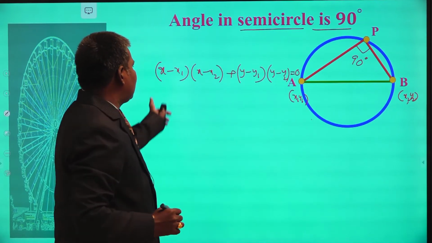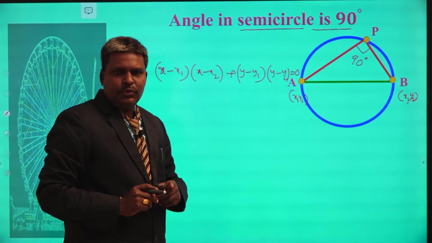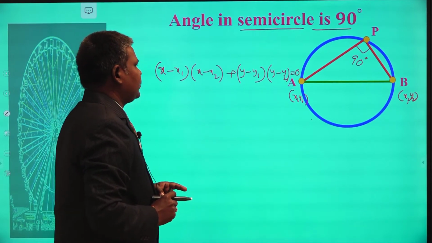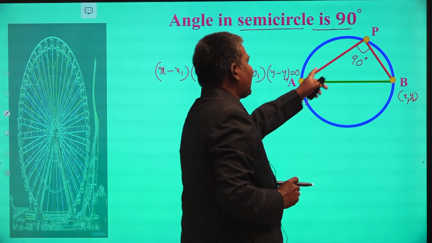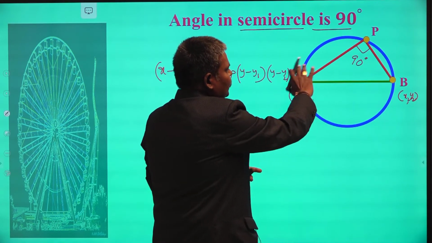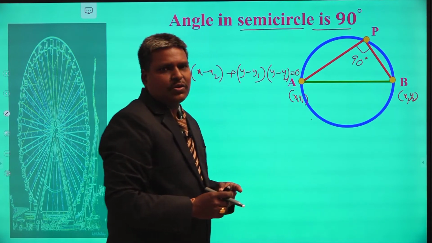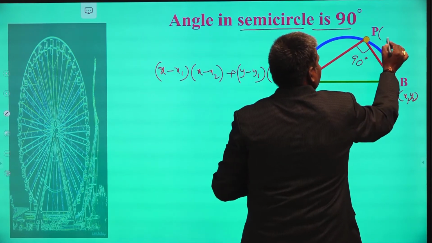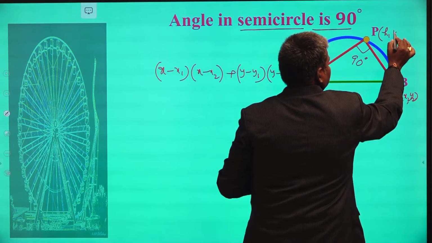This is the equation of the circle whose ends of the diameter are (x1, y1) and (x2, y2). Now we have to show that angle APB is equal to 90 degrees. That means, if you show that the product of the slopes is equal to -1, your job is over. For that, let the coordinates of P be (h, k).